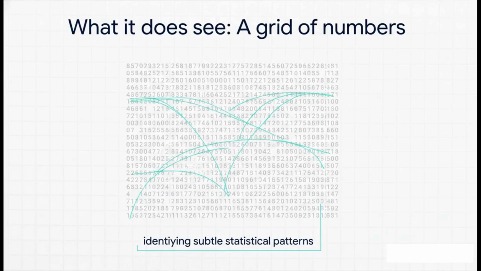So what does it see? Numbers. Just a giant grid of numbers. That's all an image is to a computer. Every pixel in that X-ray is just a number in a spreadsheet. The AI's job is to stare at millions of these spreadsheets and find tiny, almost invisible statistical patterns in those numbers that happen to correlate with a label we give it, like pneumonia or cancer.